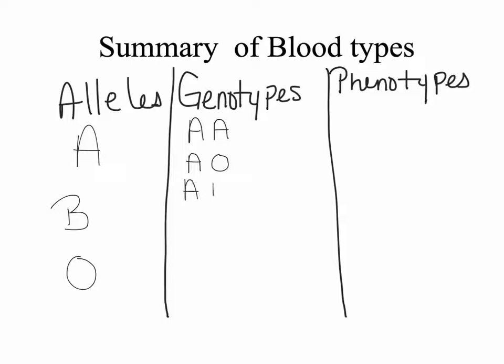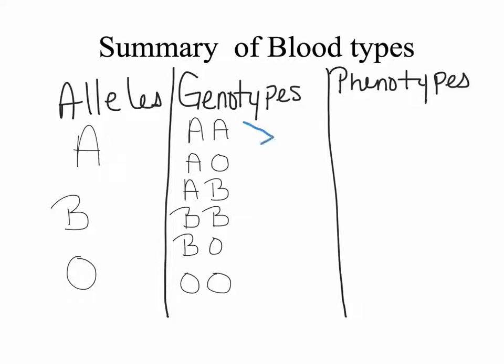Individuals can be A, B. They can be homozygous for B, heterozygous for B, or type O, which is OO. When we look at the phenotypes, there are only 4 phenotypes corresponding to these 6 genotypes.